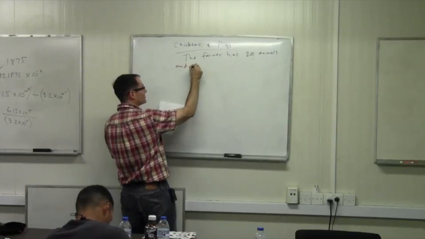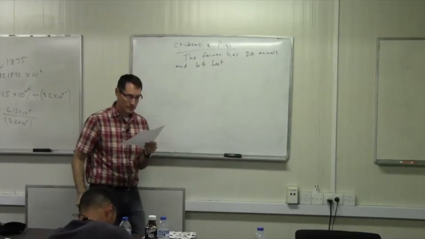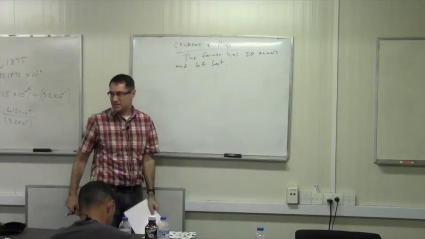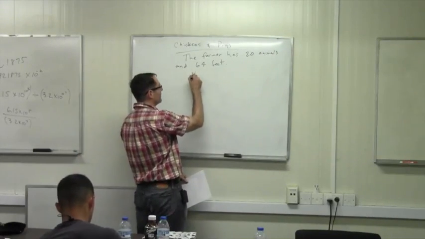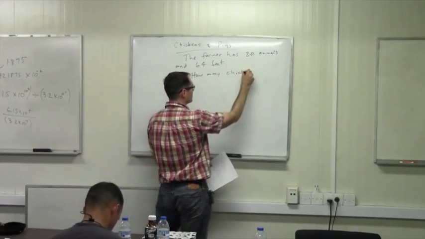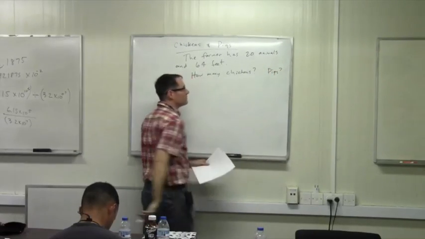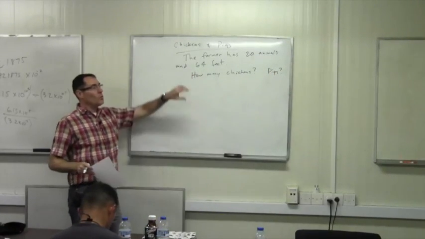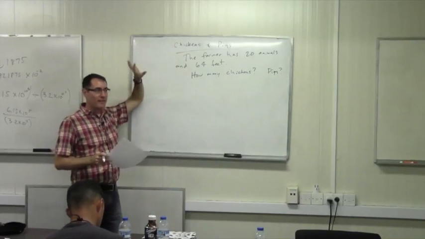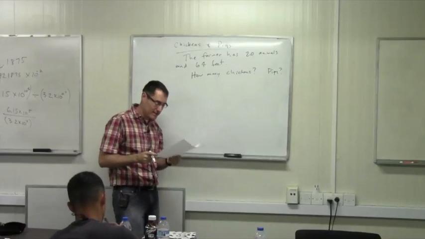And those animals have 64 feet. How many chickens does he have? And how many pigs does he have? Okay? We will eventually figure out how to do this problem using some algebra. Let's not worry about that right now. Let's just use a couple different problem-solving techniques.